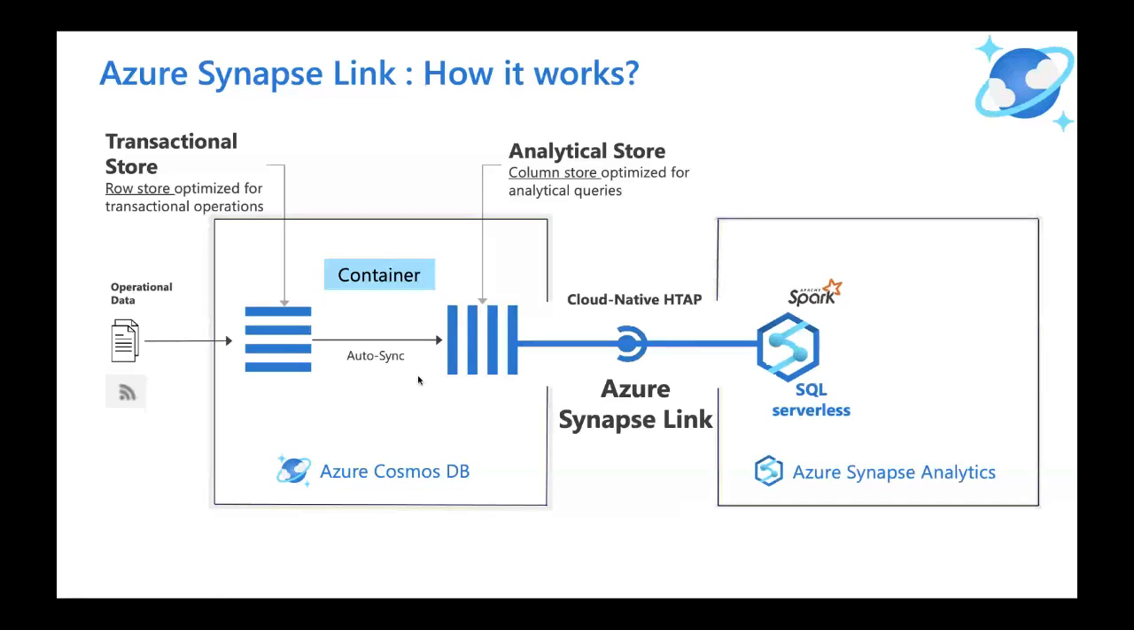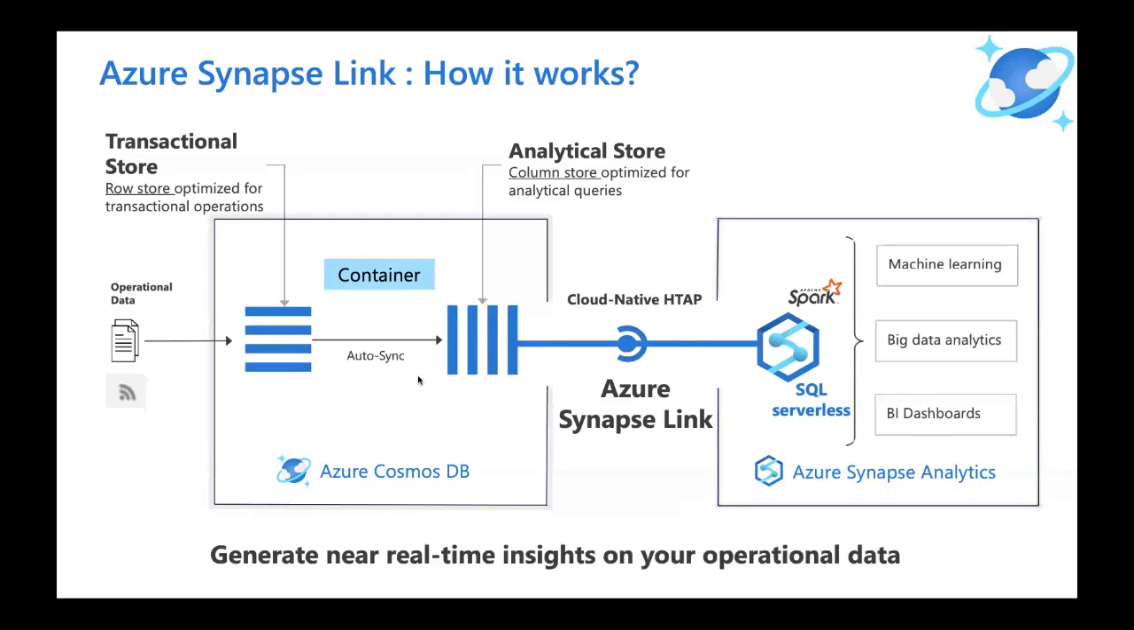And what now happens is that Azure Synapse Link builds on top of this analytical store. And once the data is in that analytical store, you can query Cosmos DB using technologies such as Spark and Synapse SQL, and at the end of the day, you can use this to build things like machine learning pipelines, big data analytics, real-time BI dashboards, and the solutions are really restricted only by your imagination, right?